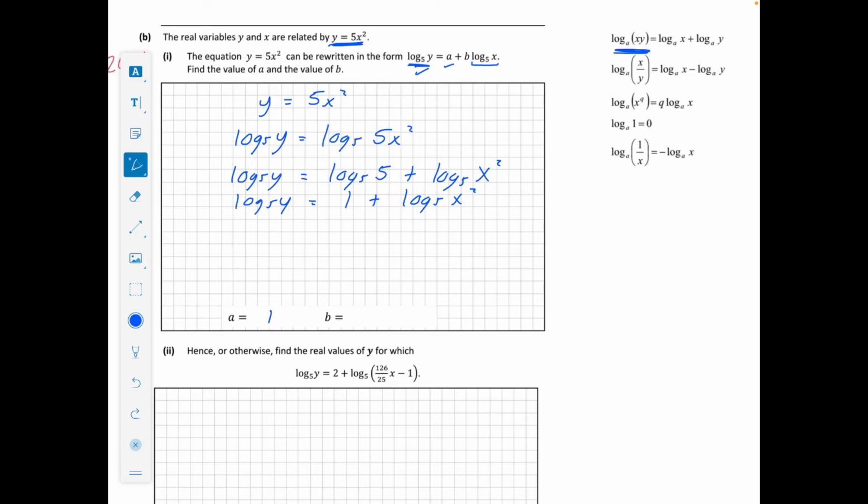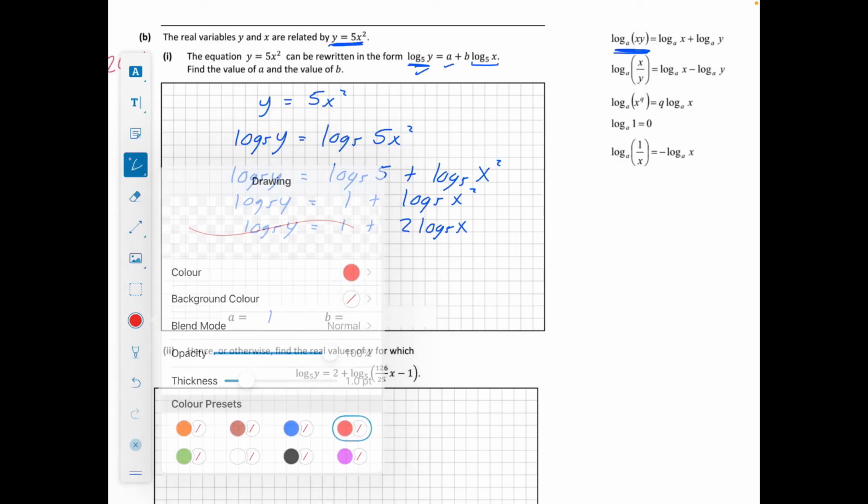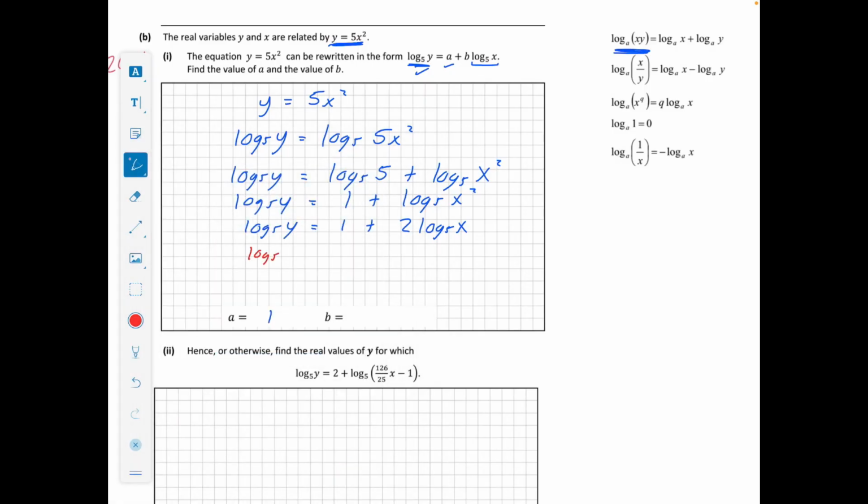So we can use this rule here. If we have a power, we can just put it down in front. So we have log to base 5 of y is equal to 1 plus 2 log to base 5 of x. Now our equation matches up exactly with what we wanted: log to base 5 of y is equal to a plus b log to base 5 of x. We wrote down earlier that a is 1. Now we can say that b is 2.